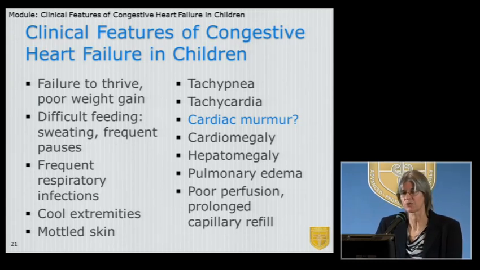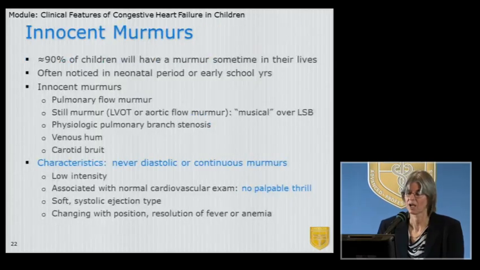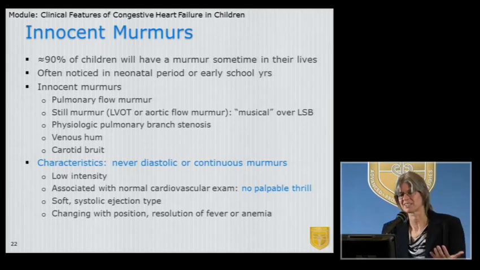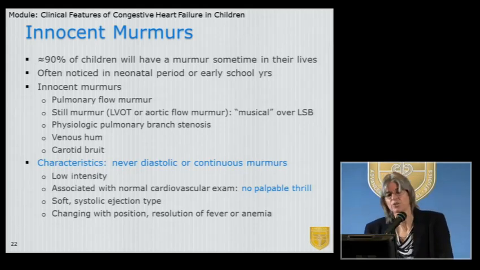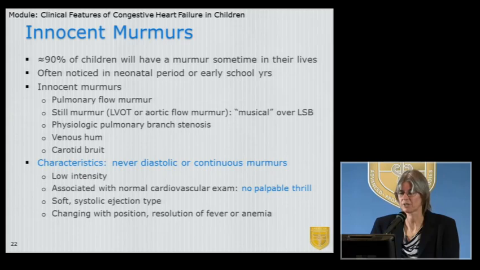They have cool and mottled extremities. If you watch them, they breathe very fast. They're very tachycardic. They have a cardiac murmur. The heart is big on X-ray. They have a big liver that you can palpate, often rales when you auscultate them, and they are poorly perfused and have a prolonged capillary refill. These are the clinical signs of congestive heart failure in children. The murmur thing is kind of tricky, right? 90% of children will have a murmur sometime in their life.